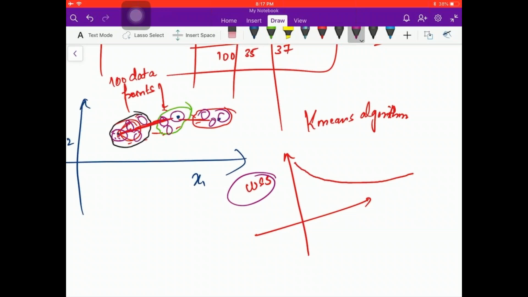So can anyone tell, although we don't have a y here, but keeping an analogy from your previous lectures, what we are trying to do: is it overfitting or underfitting when we are bringing in more clusters?